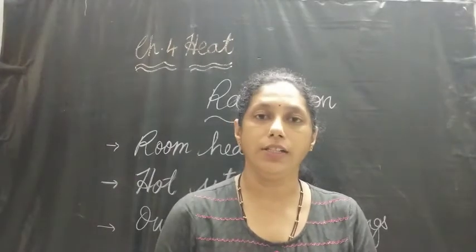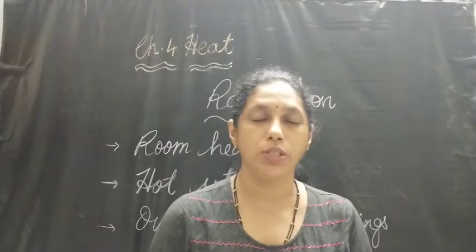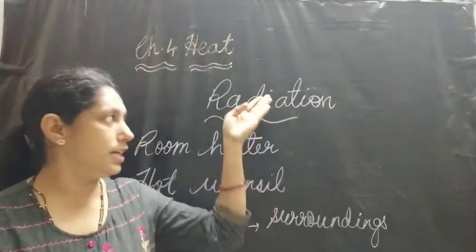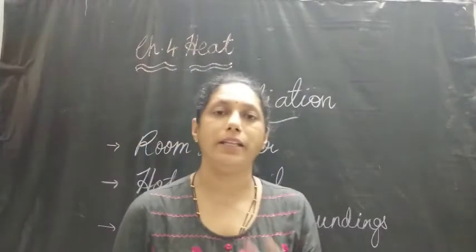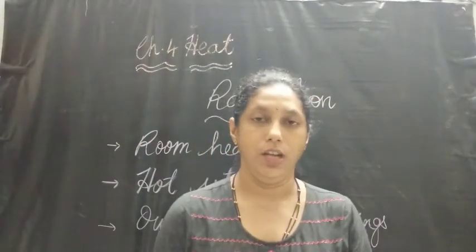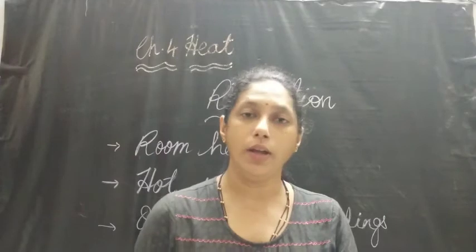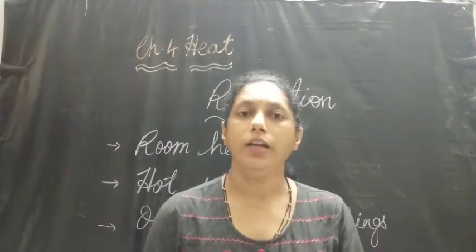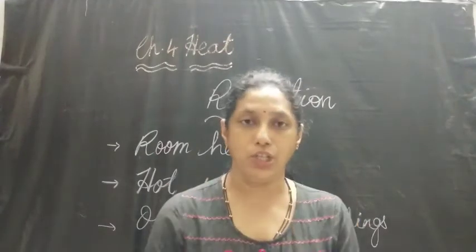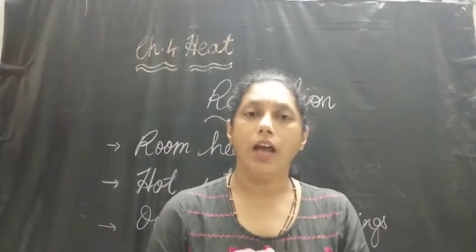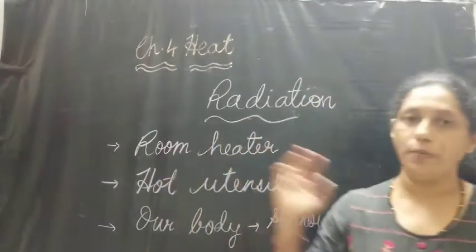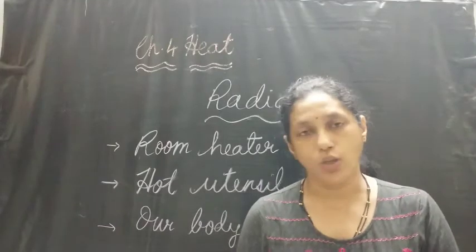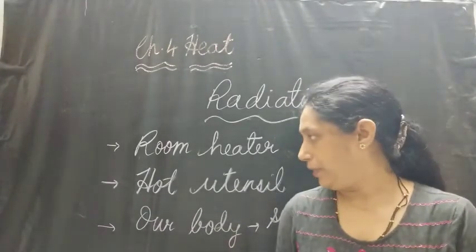This heat of the sun reaches to us by the process which is known as radiation. The sun's heat reaches to us by the process of radiation. This radiation does not need any medium. Whether any medium is there or not, it may be reaching the object. Now, when we are sitting near the room heater, we are getting the heat. It is because of this radiation process only.